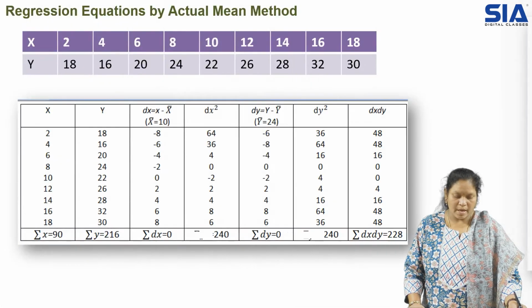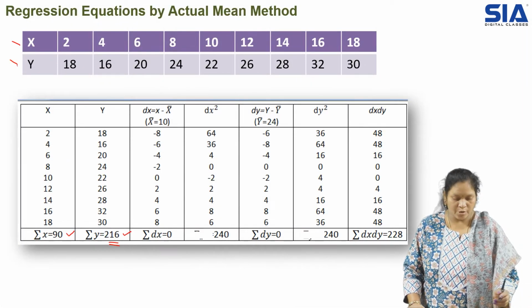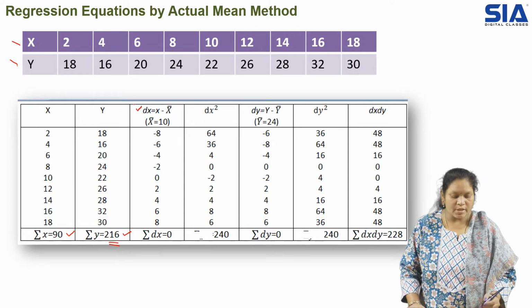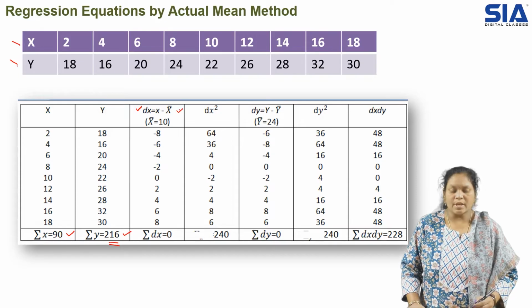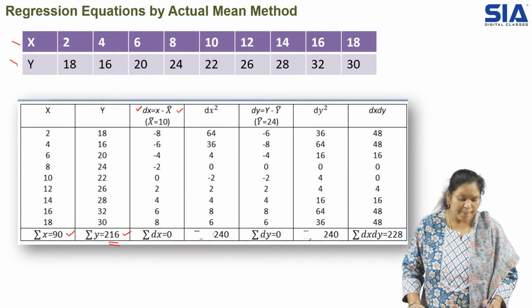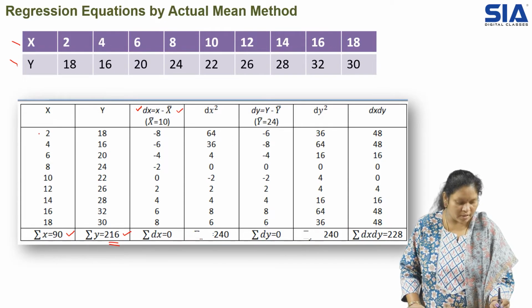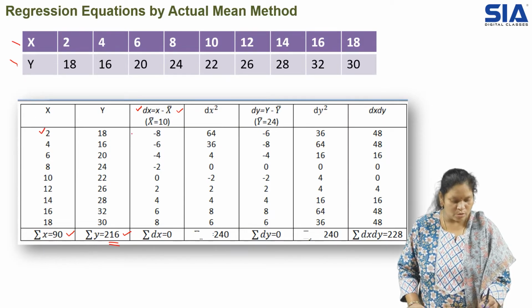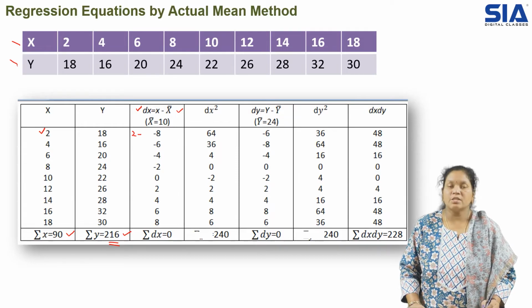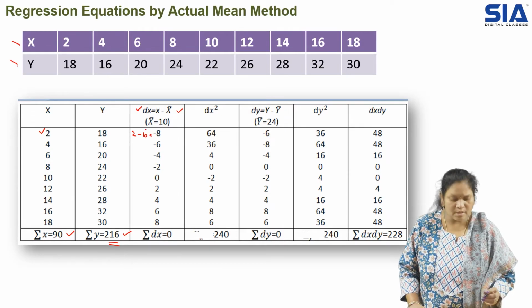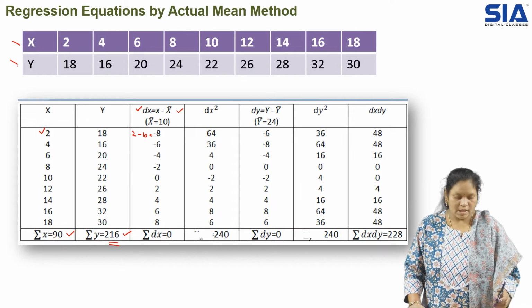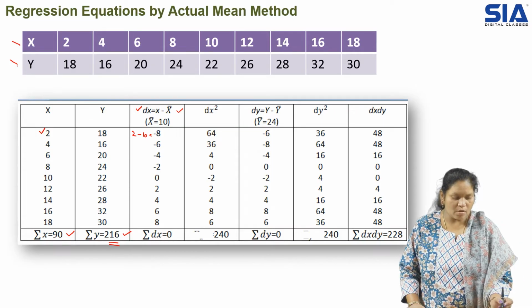After obtaining x bar and y bar, we need to go for obtaining dx. So dx is equal to, we have the formula, x minus x bar. The x values are the same values we had earlier in the given question, that is 2. So 2 minus x bar, which we just obtained as 10. So 2 minus 10, that is minus 8.